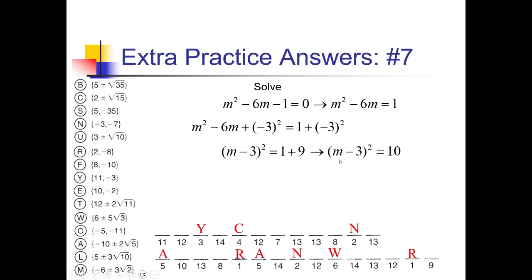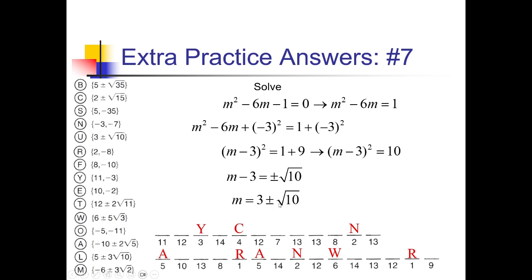And then square rooting both sides, we've got m minus 3 on the left and plus or minus square root of 10. 10 is as simple as it gets. There's no perfect squares I can break this up into. So I'm just going to add 3 over to the right side.